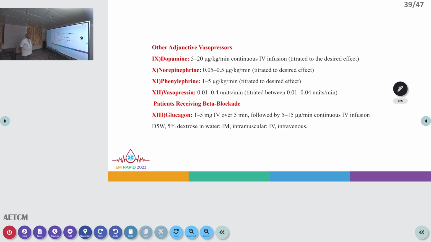One more category of patients are those receiving beta blockers. It is very difficult to manage hemodynamic instability in them, so patients may definitely require glucagon. The dosage is 1 to 5 milligrams intravenous over 5 minutes, followed by 5 to 15 micrograms per minute continuous infusion.